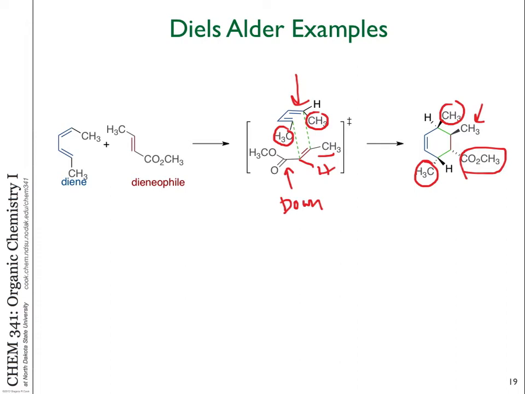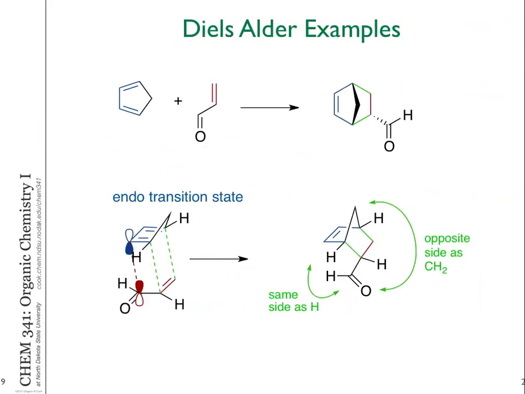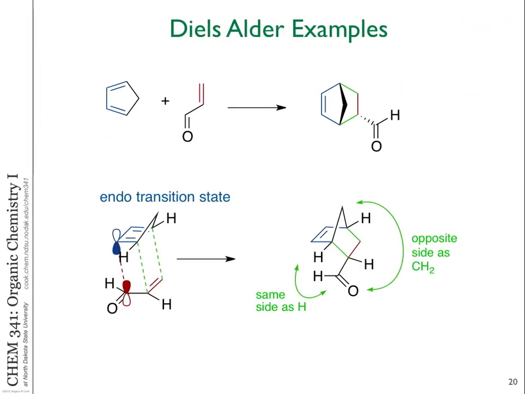Okay, so what's important here is we're talking about the relative cis and trans relationships between the substituents on the cyclohexene ring in the end. Here's one with cyclopentadiene. This shows you also the same kind of thing, the orientations of these groups. Notice if we're using cyclopentadiene, it's the two hydrogens pointing out away from the diene part, and a CH2 group pointing in.